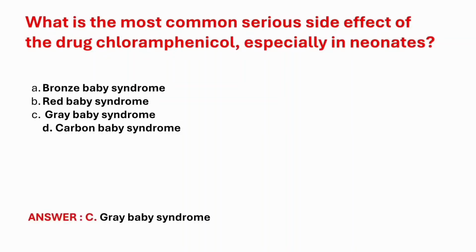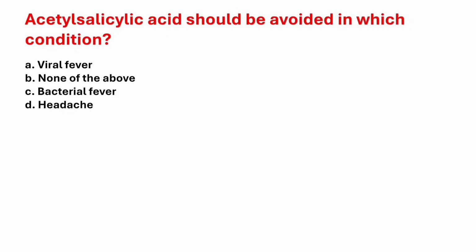Grey baby syndrome. Acetylsalicylic acid should be avoided in which condition? A. Viral fever, C. Bacterial fever, D. Headache, B. None of the above. The correct answer is A.